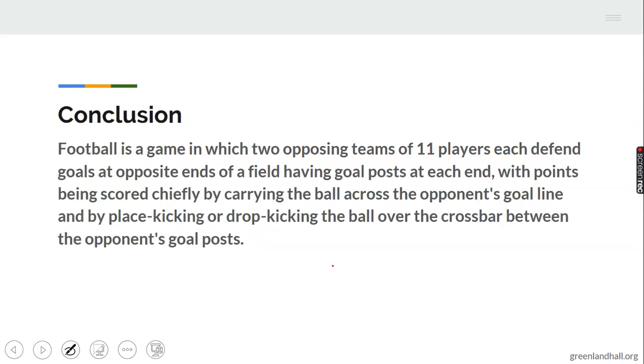In conclusion, like we said earlier on, football is a game in which 2 opposing teams, that's what makes it interesting. The 2 teams, one wants to win against the other team. So they are always opposing. 2 opposing teams of 11 players each defend goals at opposite ends of a field, and the field has goalposts at each end, with points being scored chiefly by carrying the ball across the opponent's goal line and by place kicking or drop kicking the ball over the crossbar between the opponent's goal posts.